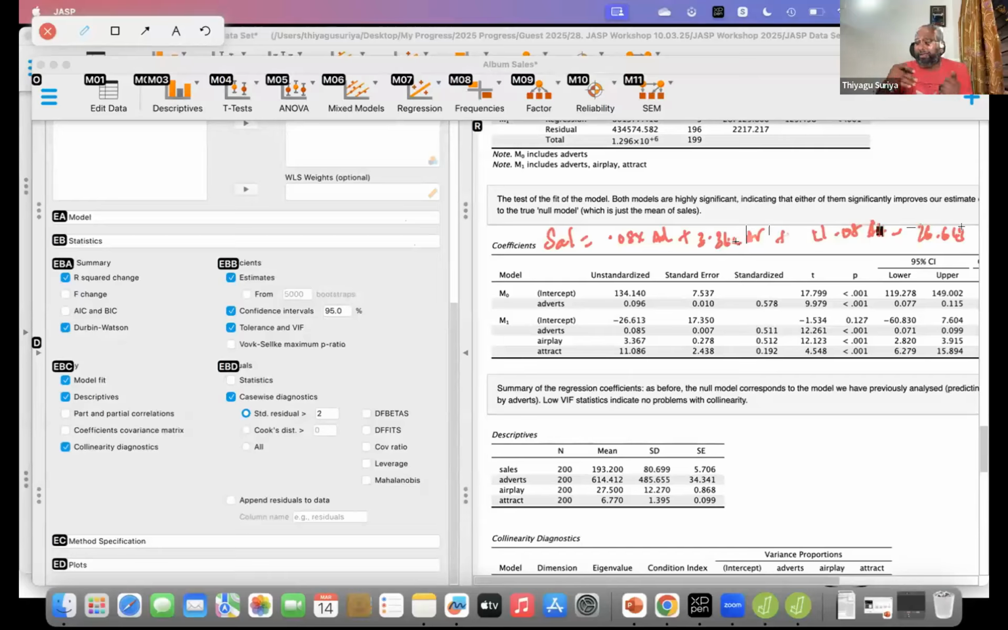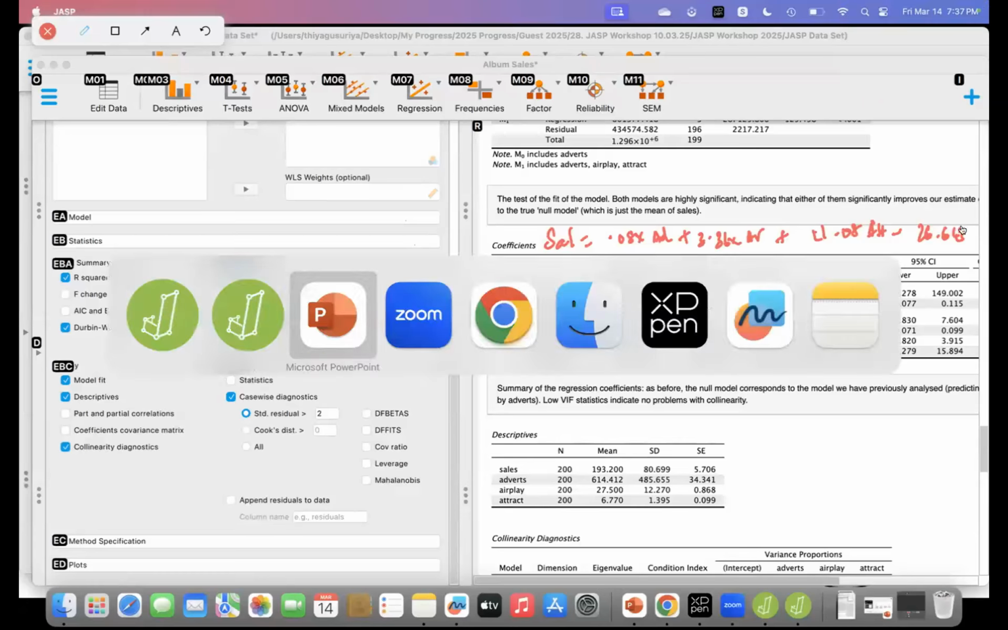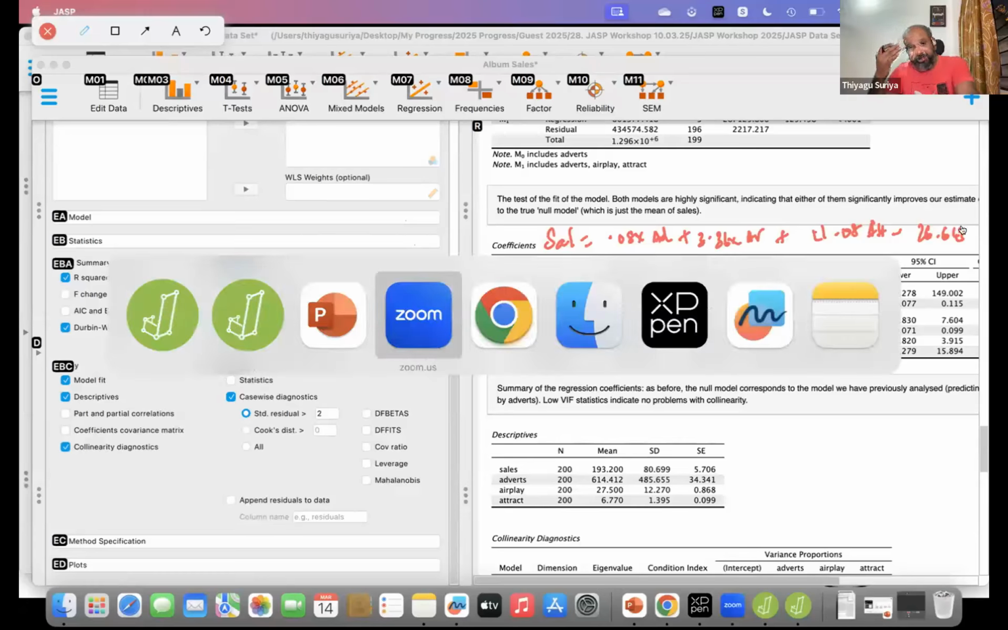In this case, whether we can go with the enter method, or is stepwise needed? Stepwise is not needed because all are significant. Only if a variable is not significant can you think about changing the method to stepwise. But in this case, all the conditions are satisfied. All three variables are significant and contributing. Therefore, no problem. Okay. Can we move to the factor analysis now?